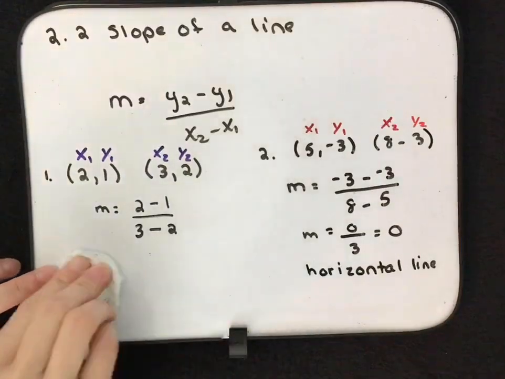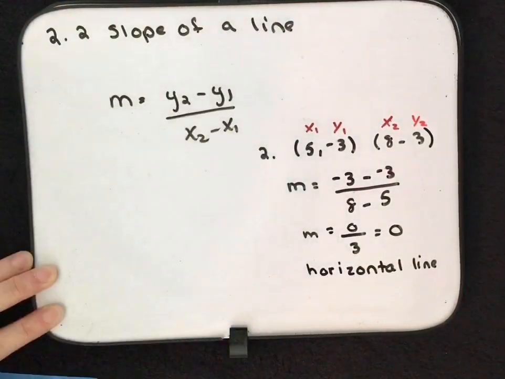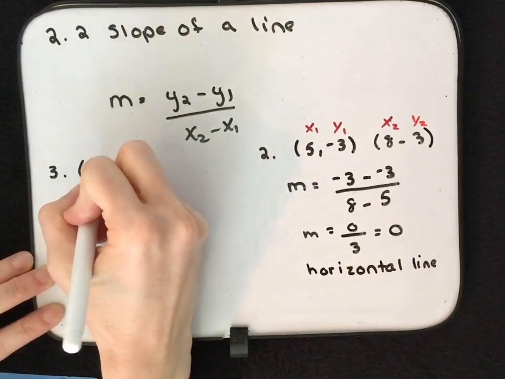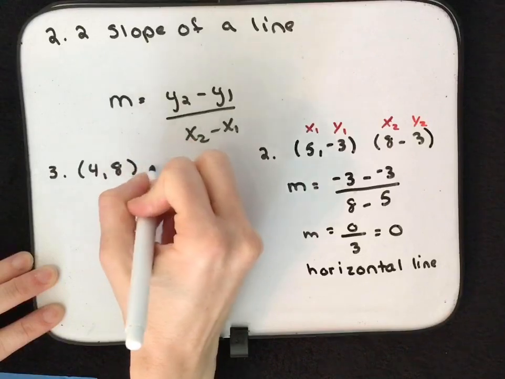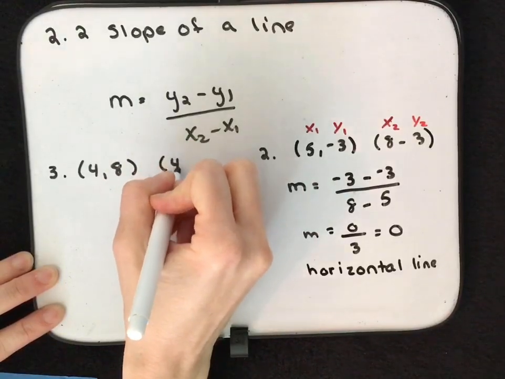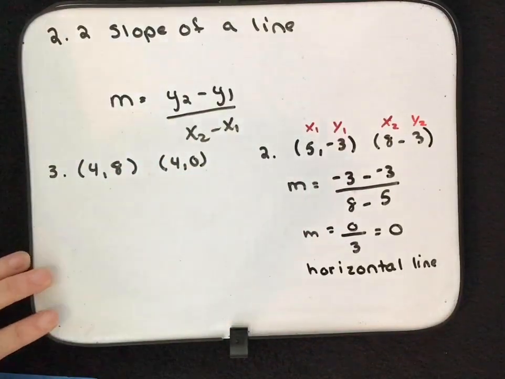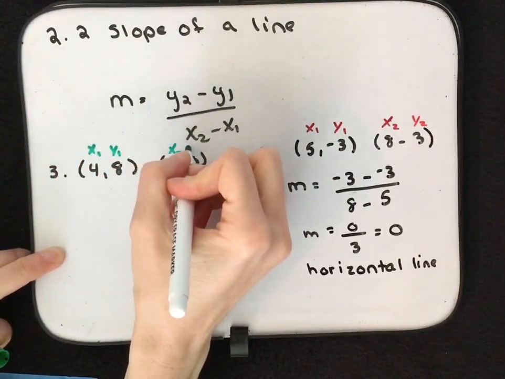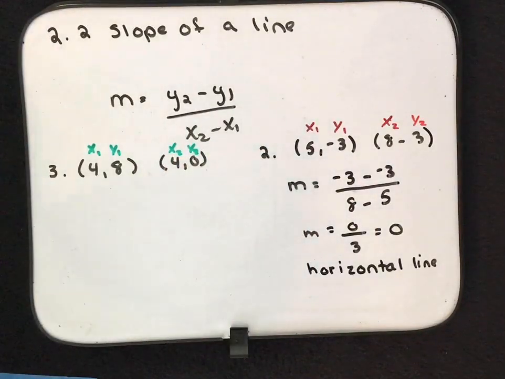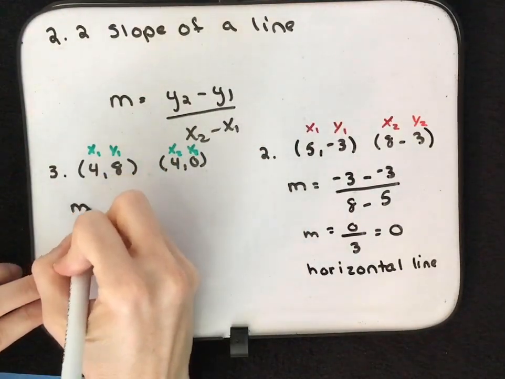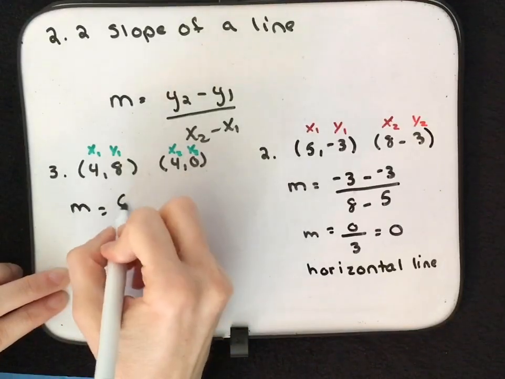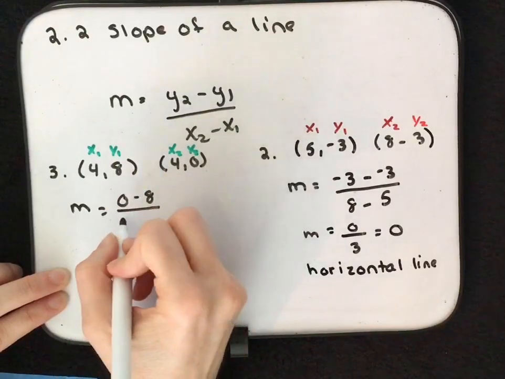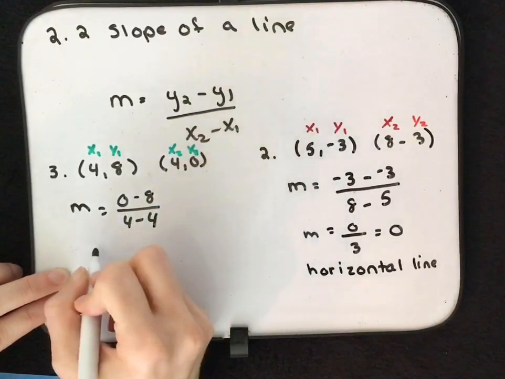Let's look at another one. Number 3. (4, 8), and our second point is (4, 0). So we can label those points once again. x1, y1, x2, y2. Substitute that into our formula, and we have y2, 0, minus y1, which is 8, over x2, which is 4, minus x1, which is also 4.